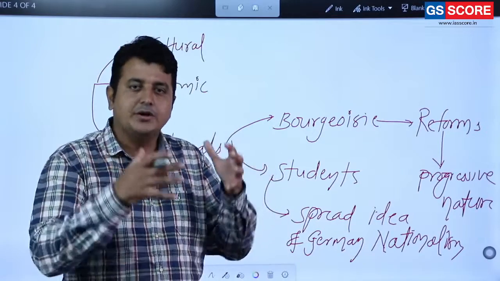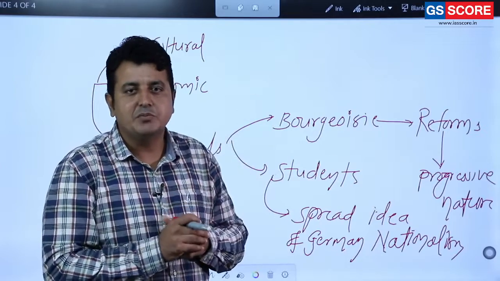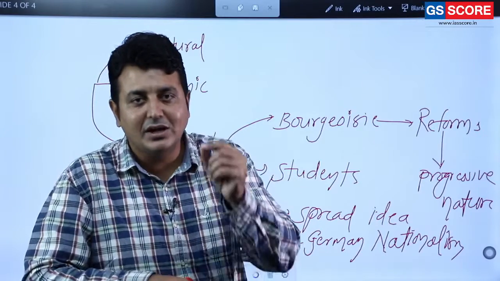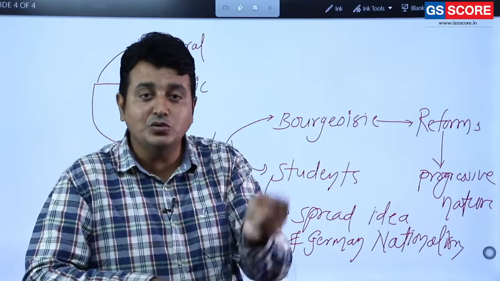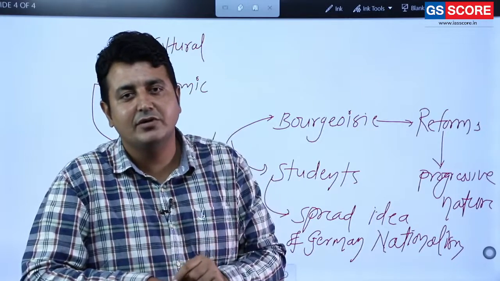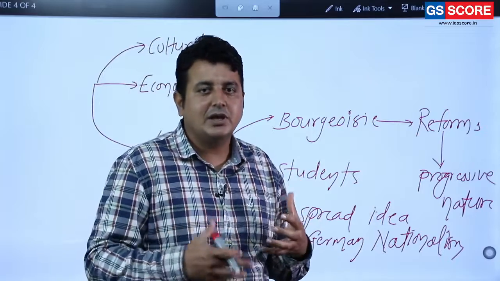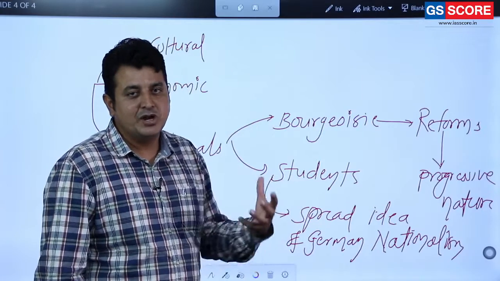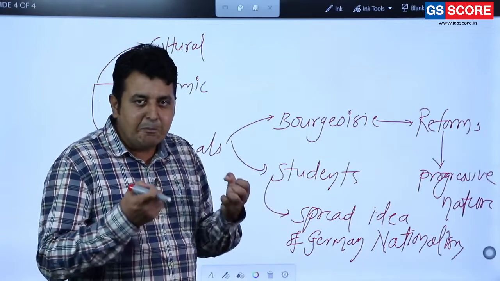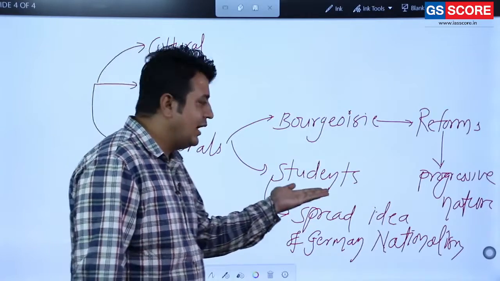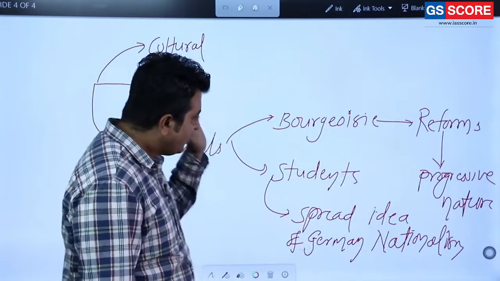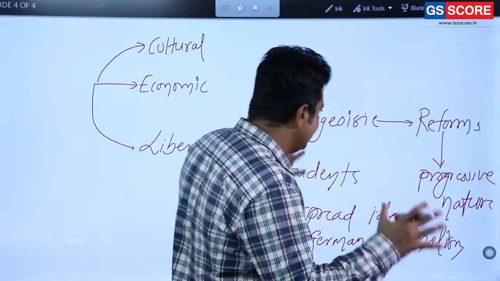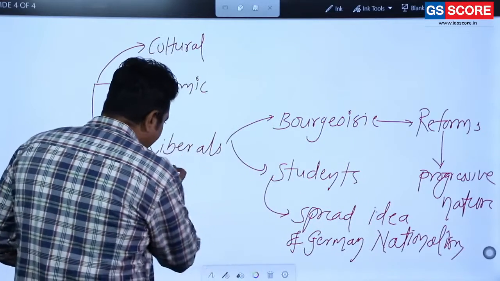So if you want them to be an important part of the nation-building process, first you have to explain to them what a nation state means and how it is going to change their life. So this idea should be there, and students played an important role in propagating the idea of German nationalism among the common masses, the mass awakening which was required. So overall, the bourgeois and students created a background, and this background is considered as the liberal forces.